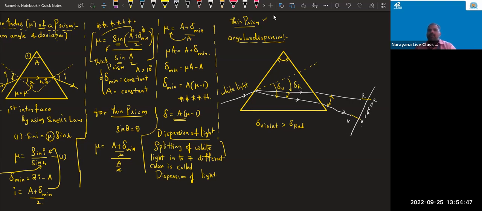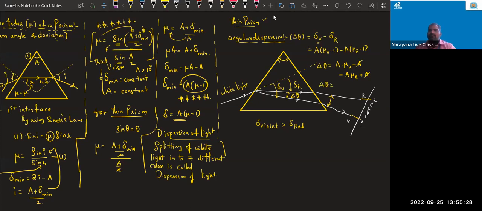So the angular dispersion is denoted with which symbol? Delta theta. How will you define it? Angle of deviation of the violet color minus angle of deviation of the red color. What is the angle of deviation for violet color? Just now we deduced one formula, A into mu v minus 1 minus A into mu r minus 1. When you simplify it, you will be getting A into mu v minus A into mu r plus A, and A cancels out.